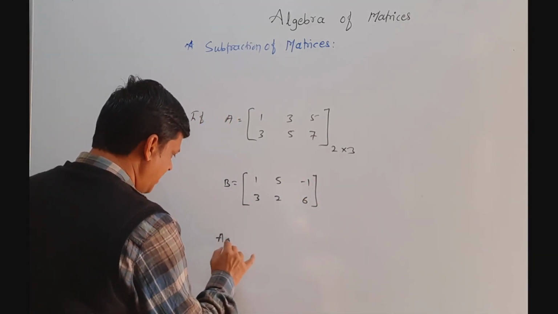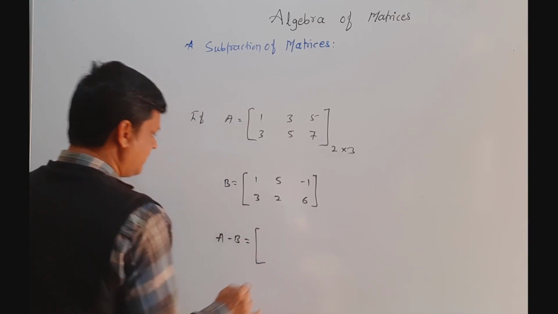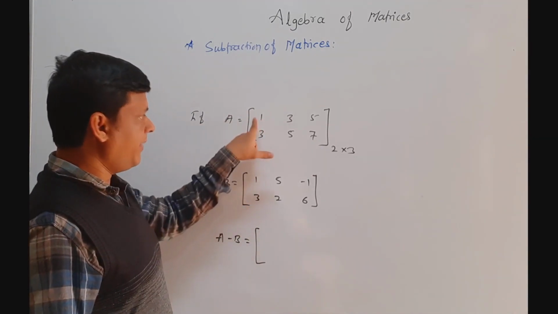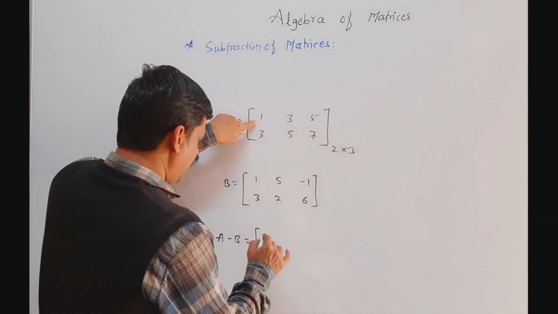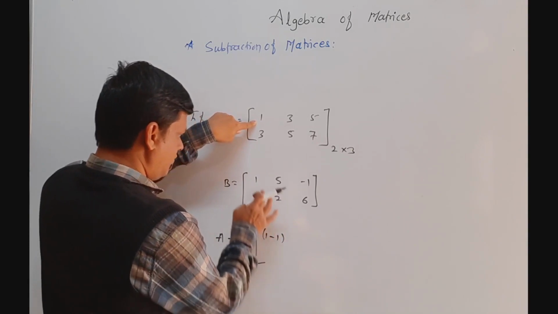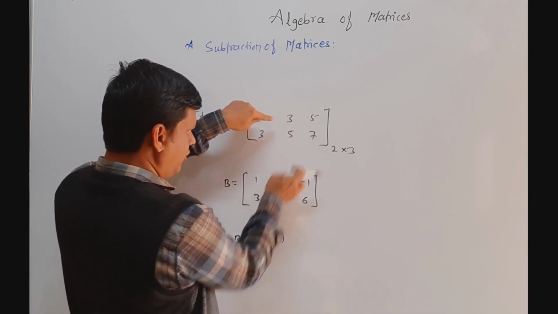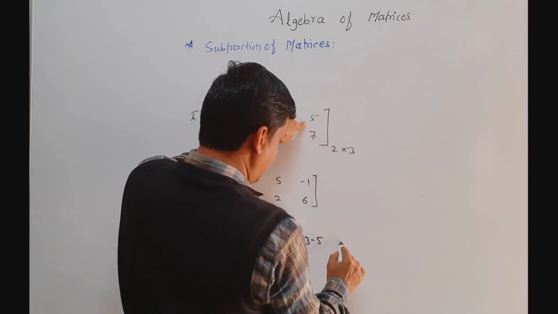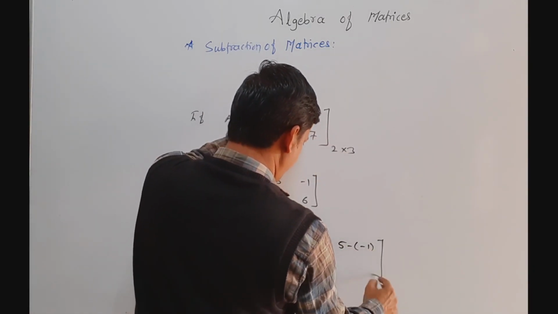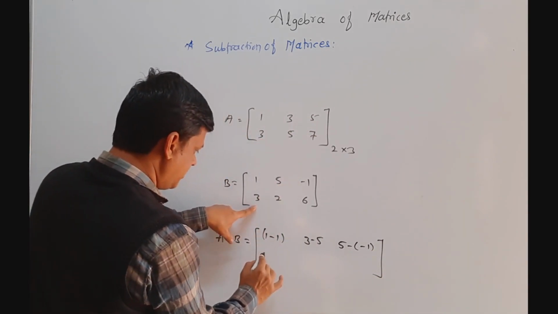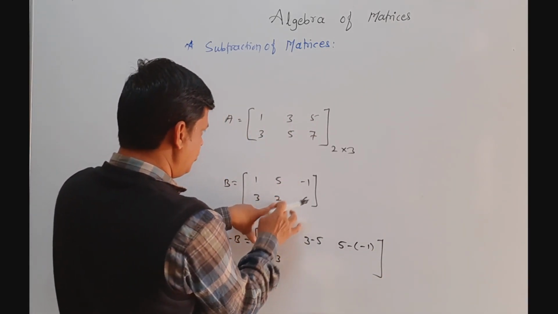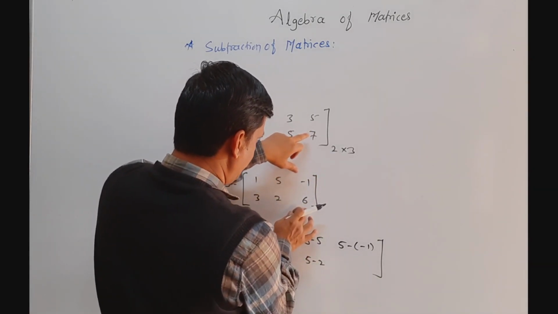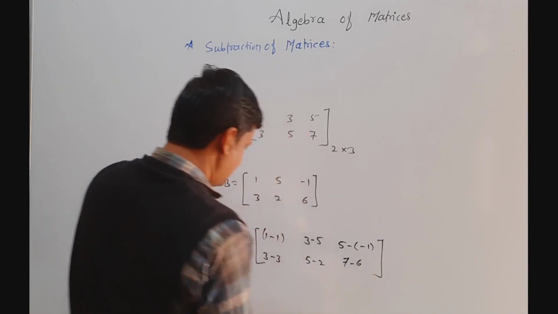So matrix A minus B, we write here, we subtract elements of matrix B from matrix A. So we subtract 1 from this 1, 5 from this 3, and minus 1 from this 5. So write 5 minus minus 1. This 3 from this 3, so write 3 minus 3. This 2 from 5, so write 5 minus 2. This 6 from this 7, so write 7 minus 6.